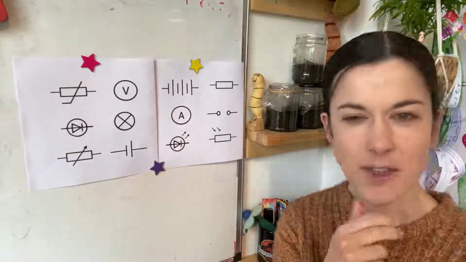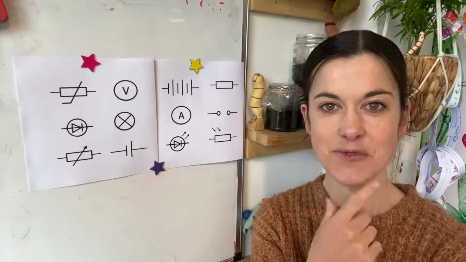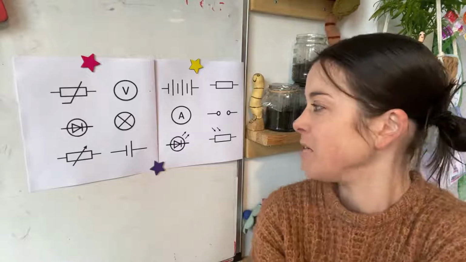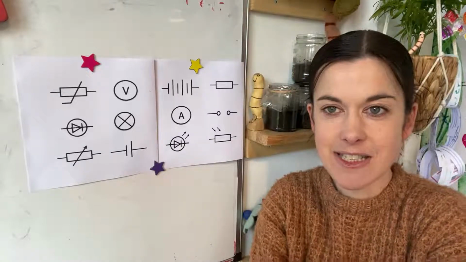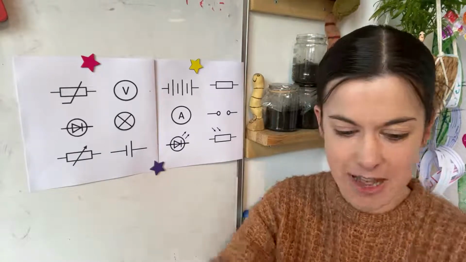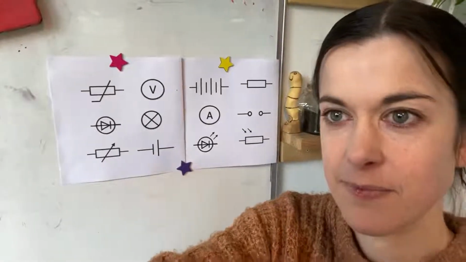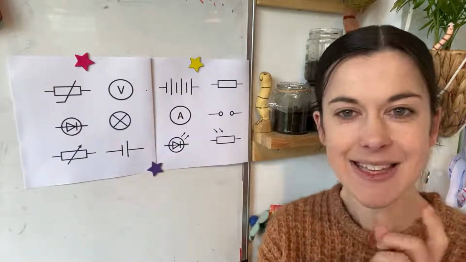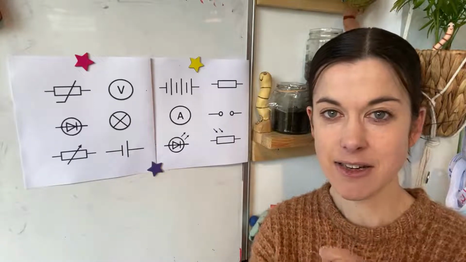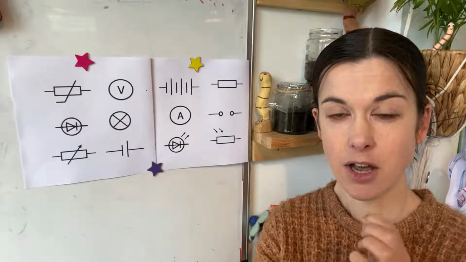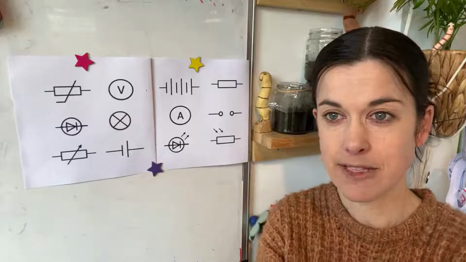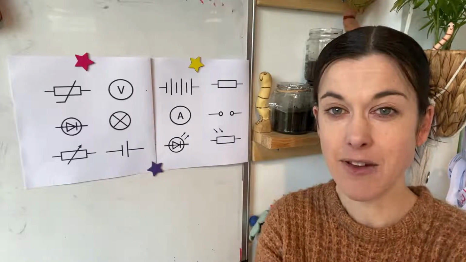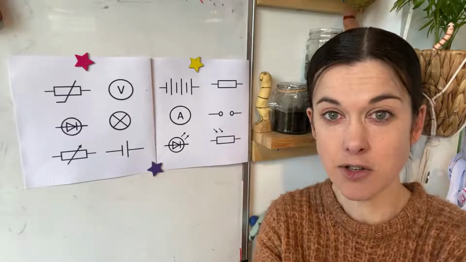Number 2, you can't vary the resistance of this resistor. Which one is that? I'll get a bit more straight on for you. Number 3, this measures the amount of energy per charge across a component.